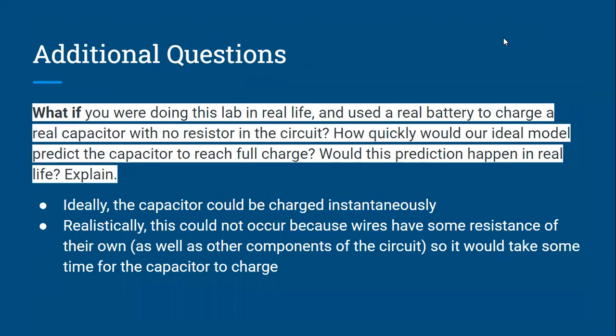And then additionally, what if you were doing this lab in real life and used a real battery to charge a real capacitor with no resistance in the circuit? How quickly would our ideal model predict the capacitor to reach full charge? And then would this happen in real life? So ideally, the capacitor would be charged instantaneously if there was no resistance, but realistically, there is resistance in the wires and other components of the circuit, and so therefore, it would take some time for the capacitor to charge.